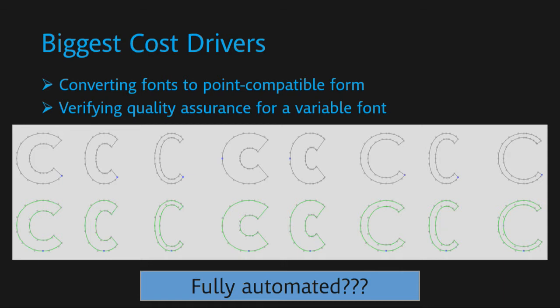And then, of course, once you have a variable font, how do you verify the quality of the variable font? We have a process that's fairly extensive for doing QA on any font that we release. In addition to that, though, the variable nature of a variable font means that there's a lot of extra things we have to check in order to let this font go out the door. So whether or not these two steps can be fully automated is going to be a big driver in the cost, and that's one of the things that we've been looking at, and that's really what I'm going to talk about today.